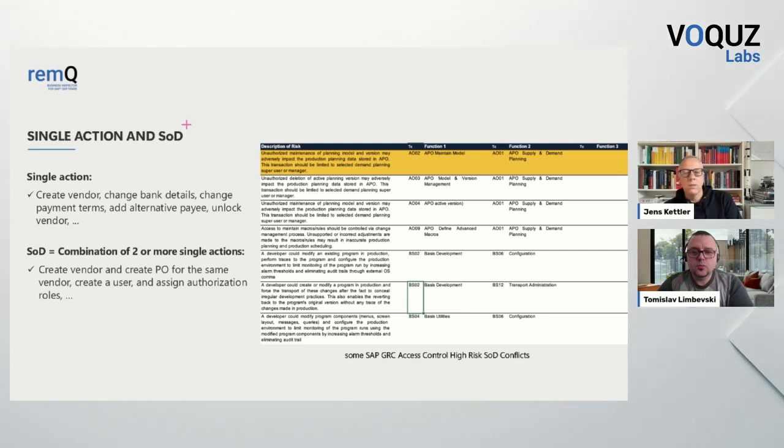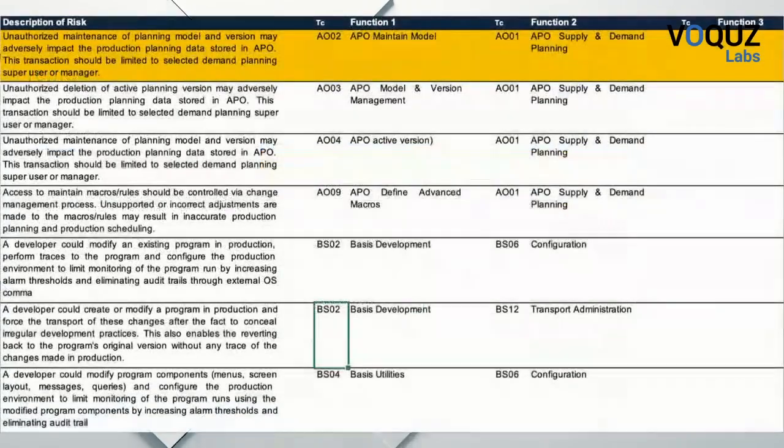And those tools usually have a matrix like the one we see here. Maybe we can enlarge that and have a look at the matrix, which combines one, two, or even several functions together and says access to this one function, or to the combination of several functions, is critical and should be avoided. And if it cannot be avoided, you should have a mitigating control in place.